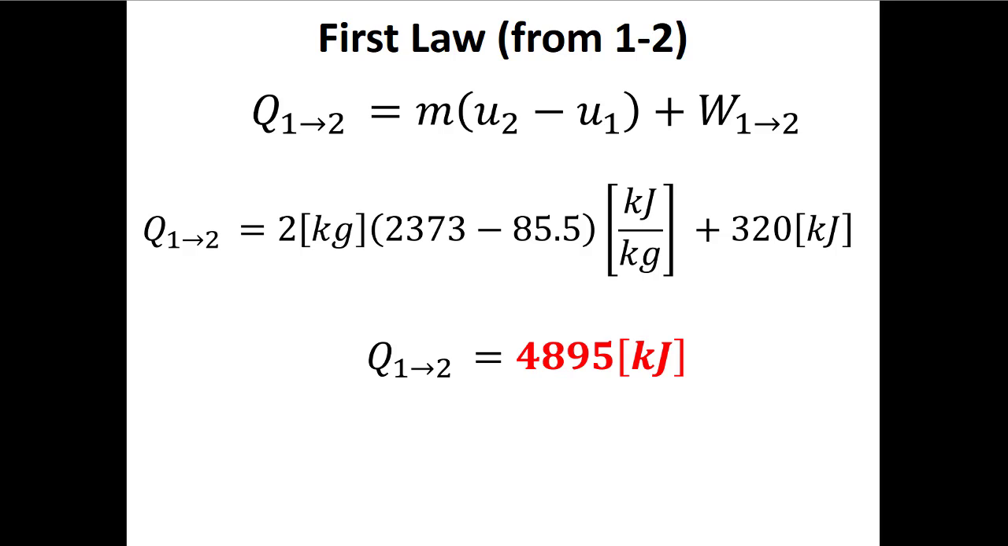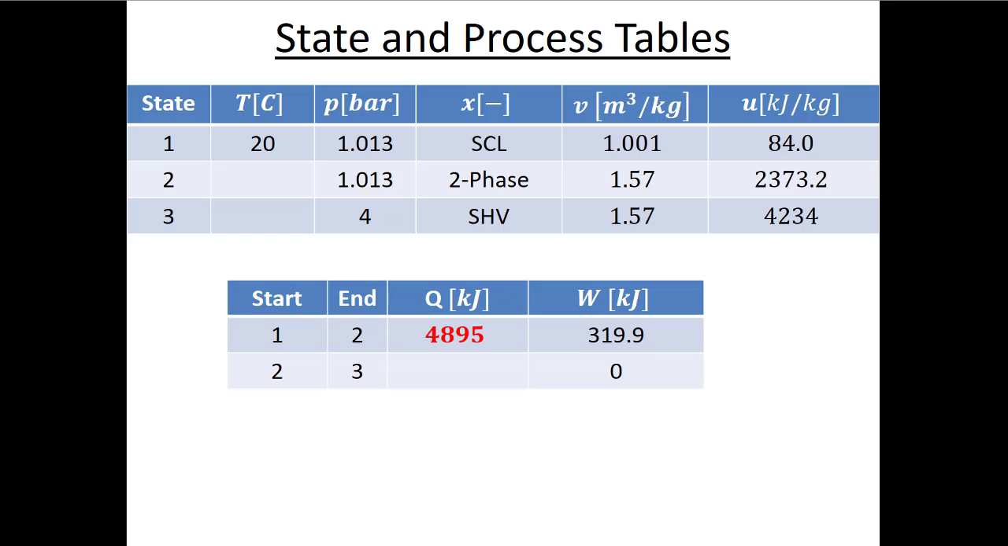4,895 kilojoules. The other thing I can think about here is that this is a positive number. Remember, heat in is positive. So that means that this is what I expect. I'm adding heat into the system to boil this water, and I'm getting that Q from 1 to 2 is positive. So this is good. Who knows if the number is right, but the sign is correct and the units were right. So I feel reasonably confident about that part of the answer.